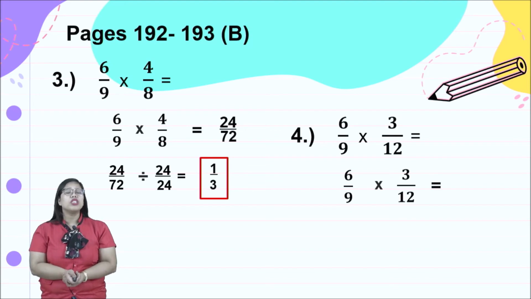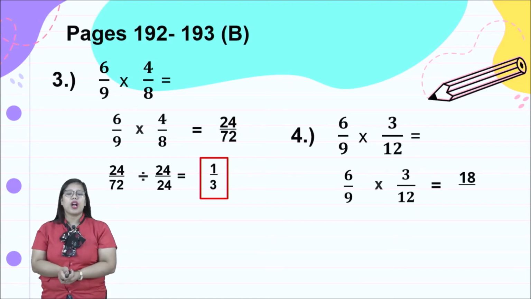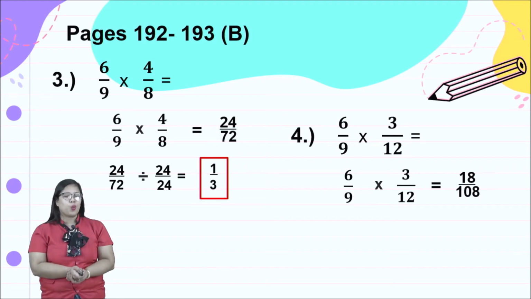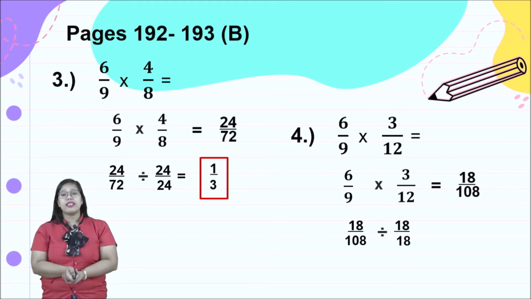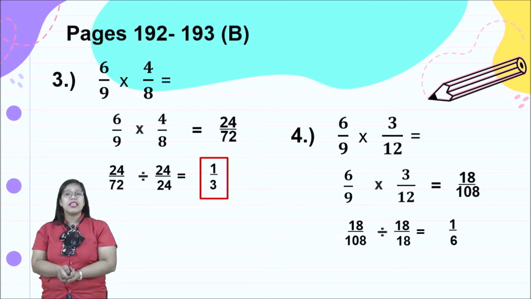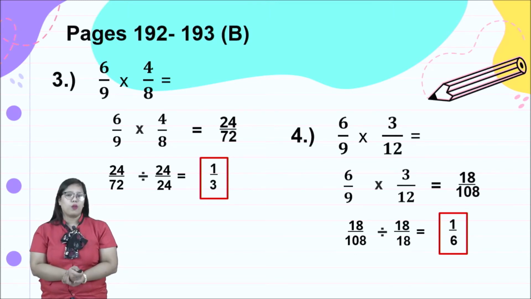So again, we need to multiply the numerator, and their numerator is 6 and 3. 6 times 3 is 18, and 9 times 12 is, very good, it's 108. As you can see, 18 and 108 can be expressed in lowest term. So 18 over 108 is divided by their GCF, which is 18. And 18 divided by 18 is 1. 108 divided by 18 is 6. So our final answer for the number 4 is 1 over 6.